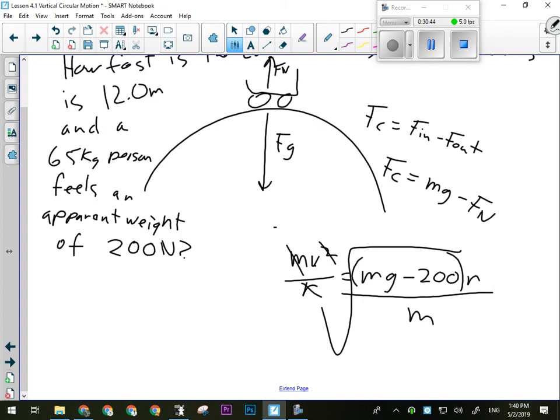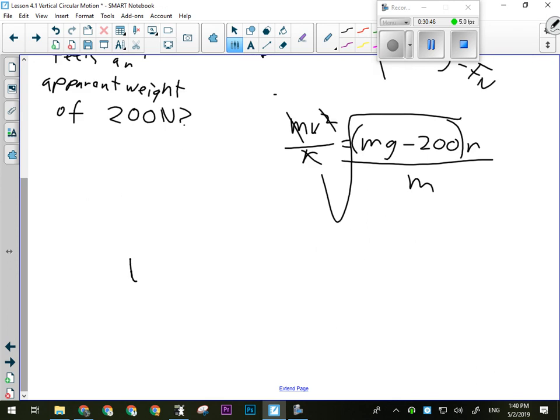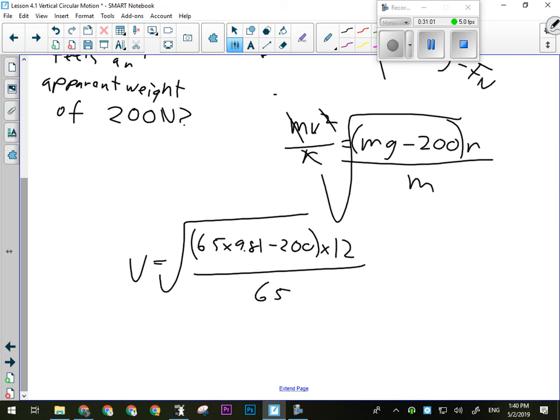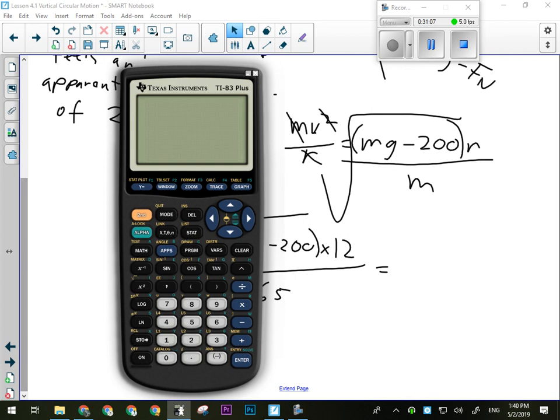So when we're plugging in our numbers, V will equal the square root of 65, the mass of the person, times 9.81 minus 200 newtons, times 12 meters, the radius, then divided by 65 kilograms, the person's mass. Lots of brackets. I'm not going to do it that way. 65 times 9.81, because I tried to do it that way this morning and I embarrassed myself. Minus 200, times 12, divided by 65, square root.